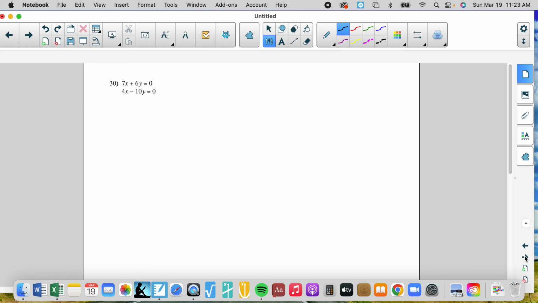Okay. I'm going to get rid of the y's because my coefficients are opposite. So again, I'm going to pick, well, let's pick 60. Let's just take the opposite, right? 10 and 6. So that's 70x. I didn't choose the LCM. I just chose a common multiple. 60 is not the LCM of those two numbers. But I'm going to show you that it still works.